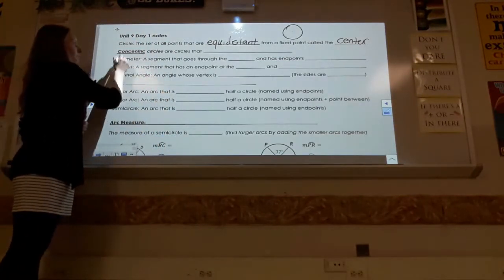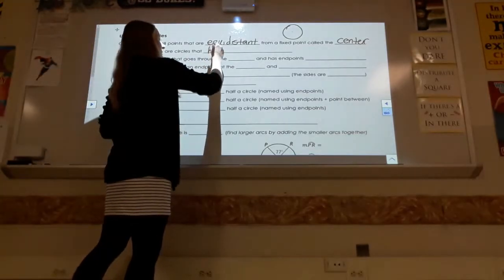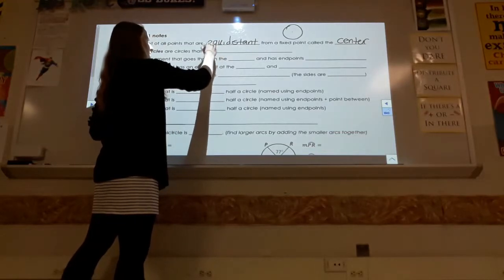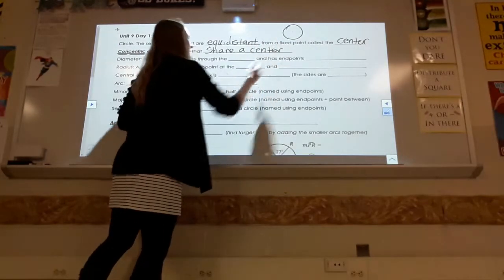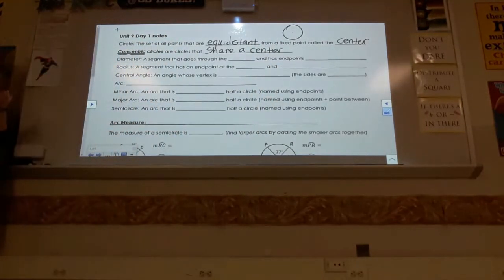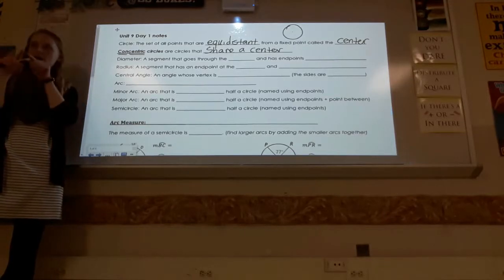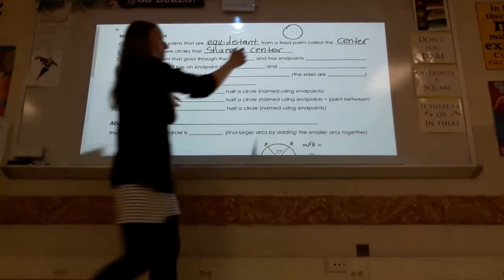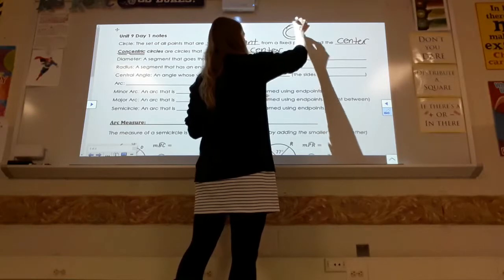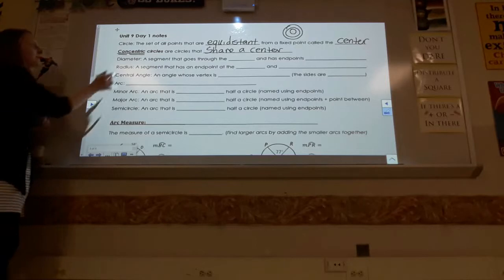Concentric circles are circles that share a center. Concentric, the centric part meaning center. So concentric circles share a center. Think about a bullseye. Do you know what a bullseye is? Like the little target where you have a bunch of circles, one smaller than the other. Those are all concentric circles because they have the same center. You just have different sized circles going around it. That's what concentric means.